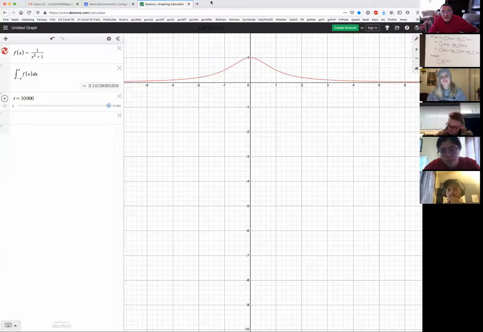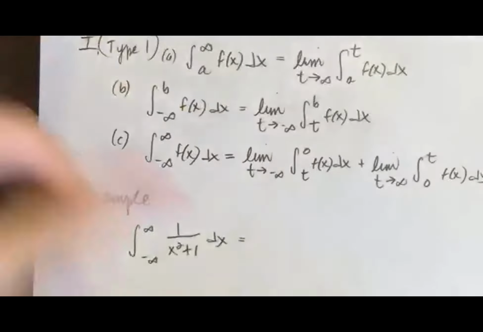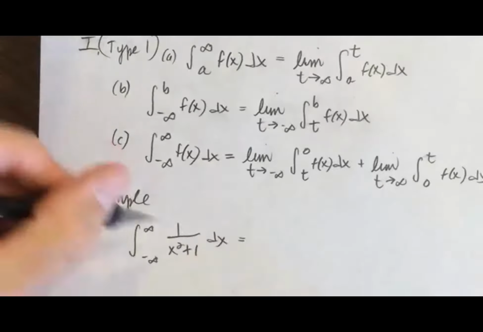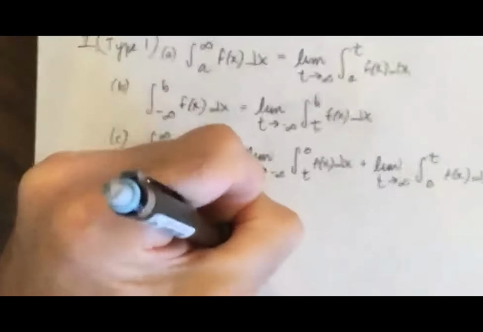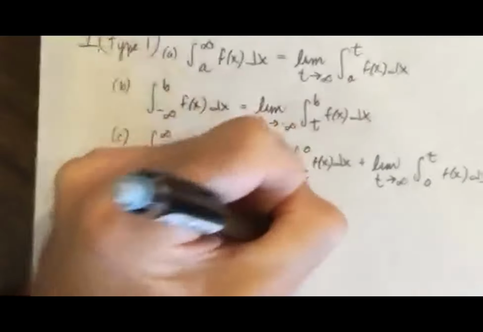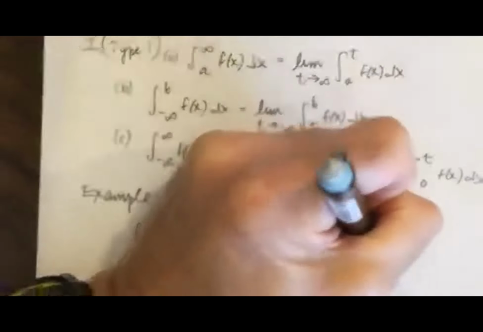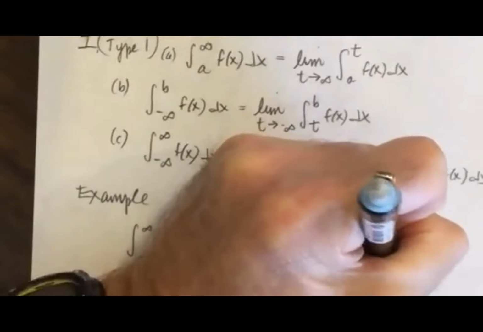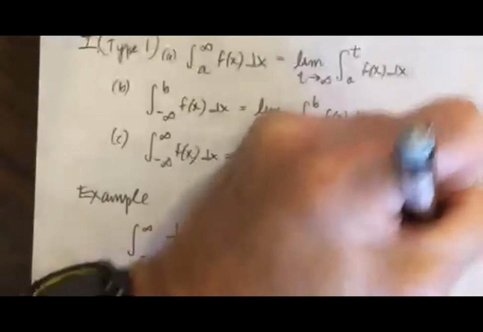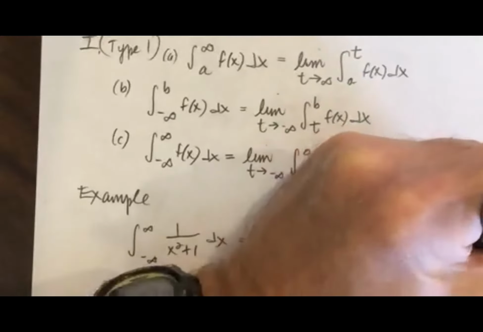So how do we do that by hand? We're going to do that something like this. We're going to split this apart into two pieces. Okay, so we have to say the limit as t goes to minus infinity of the integral from t to 0 of 1 over x squared plus 1 dx, plus the limit as t goes to infinity of the integral from 0 to t of 1 over x squared plus 1 dx.